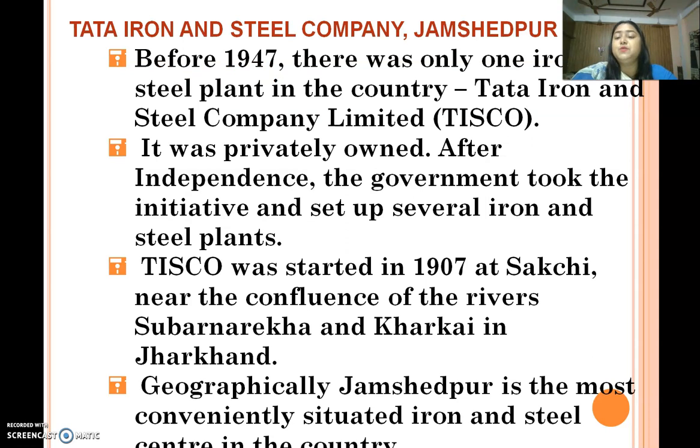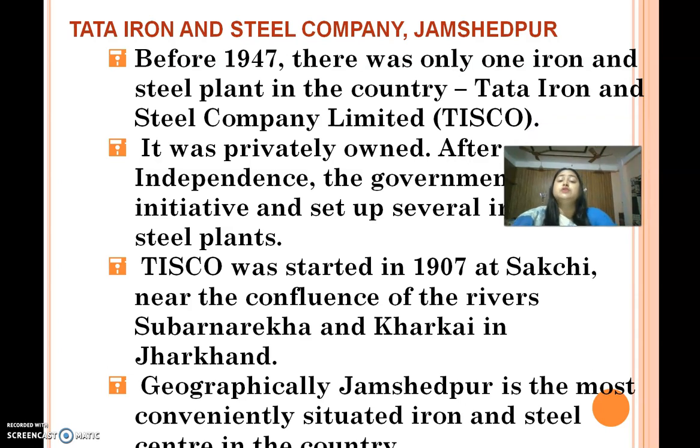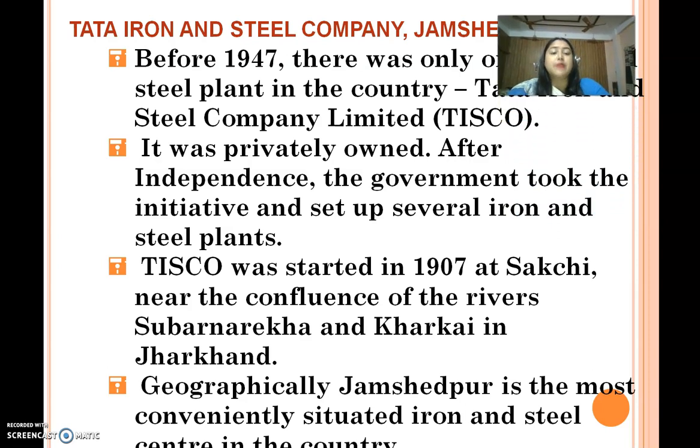So let's begin with the Tata Iron and Steel Company in Jamshedpur. Before 1947, that means before India got independence, there was only one iron and steel plant in the country. That was set up by the Tata Company, which was known as TISCO. The full form of TISCO is Tata Iron and Steel Company Limited. TISCO was privately owned by the Tata Group.